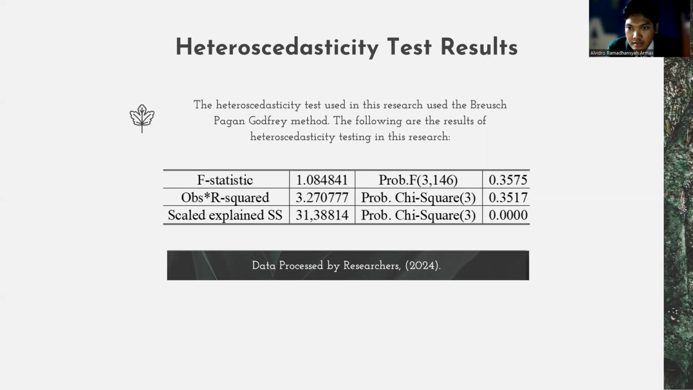So it can be concluded that the regression model in this study, using the heteroscedasticity test with the Breusch-Pagan-Godfrey method, means the data is homoscedastic. So this research model is free from symptoms of heteroscedasticity.